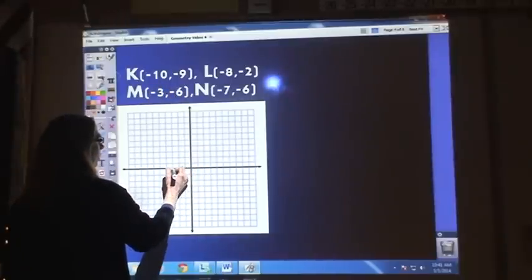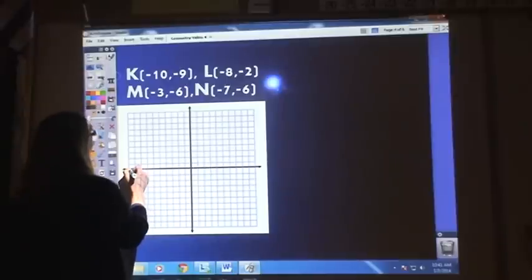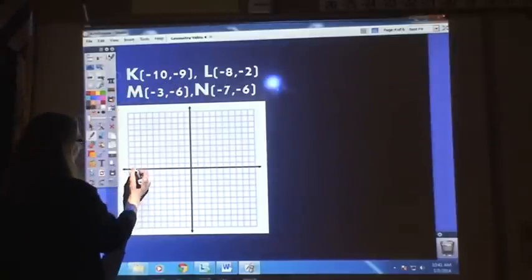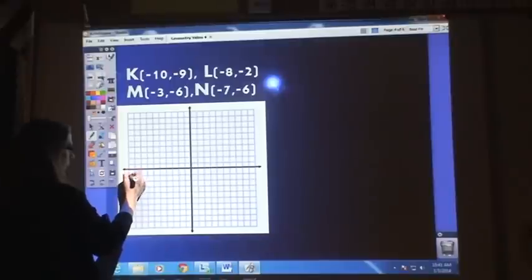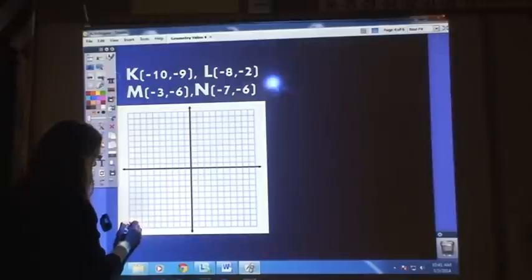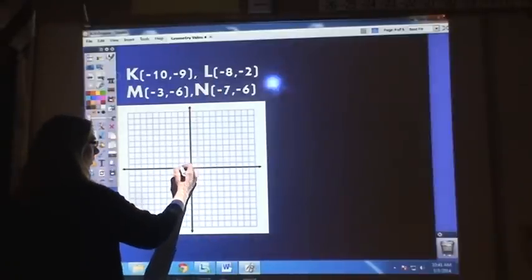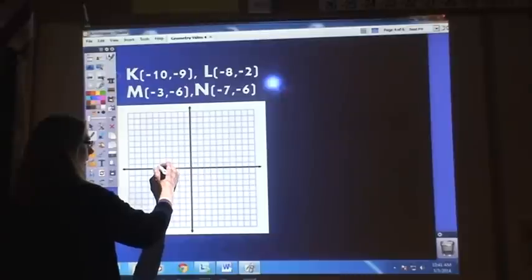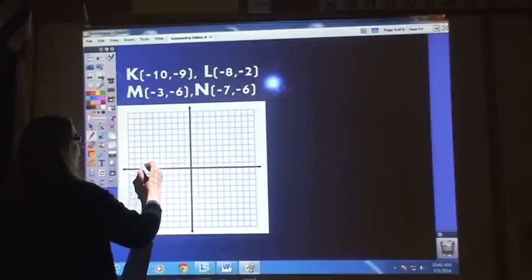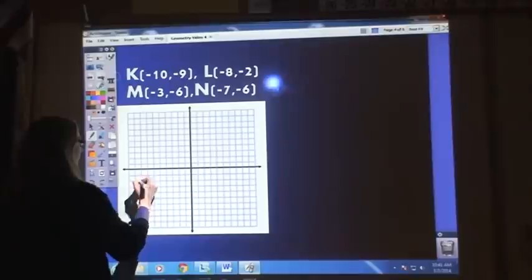1, 2, 3, 4, 5, 6, 7, 8, 9, 10, and now we're going to go negative on the y-axis, which is going to put us in this third quadrant. 1, 2, 3, 4, 5, 6, 7, 8, 9. Here's my point right here. This is K. And then we're going to go negative 8. 1, 2, 3, 4, 5, 6, 7, 8, and then down to 1, 2. This is the point L.